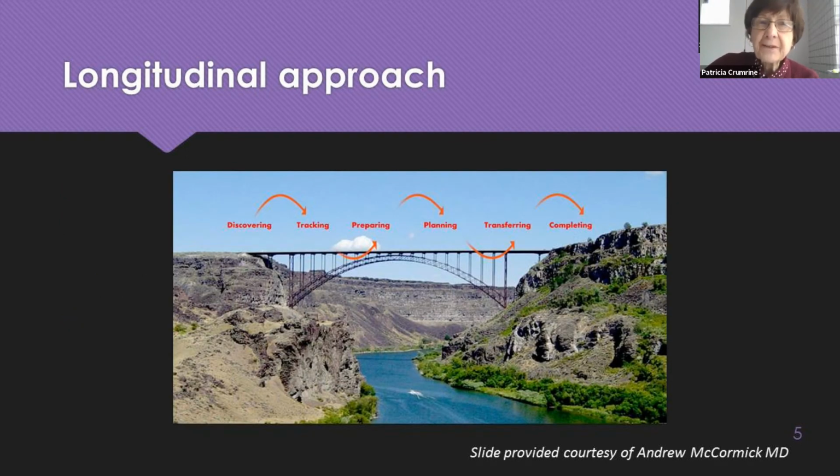To have this understanding of this being a longitudinal approach, there are going to be about 6 steps that these webinars will address, beginning with what we call the discovering process, and then tracking, and then early preparation, planning and transferring, and then completing the process. So we'll begin today with talking about some of the discovering and tracking.